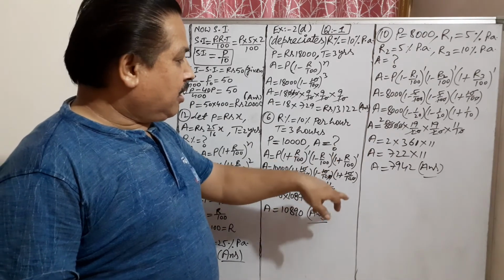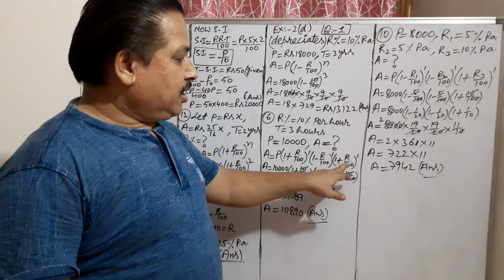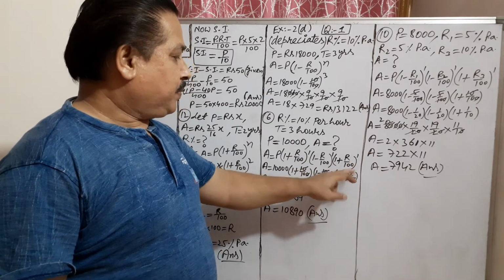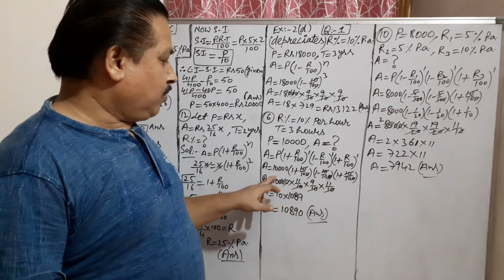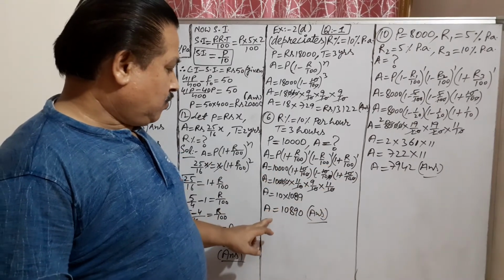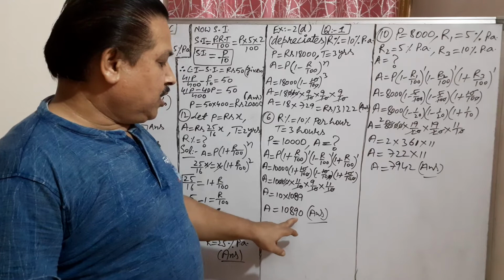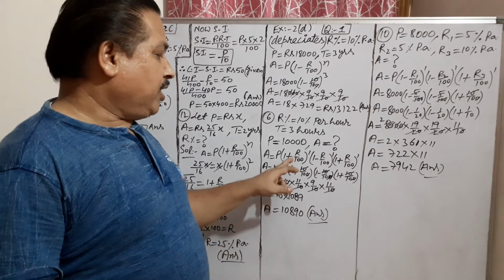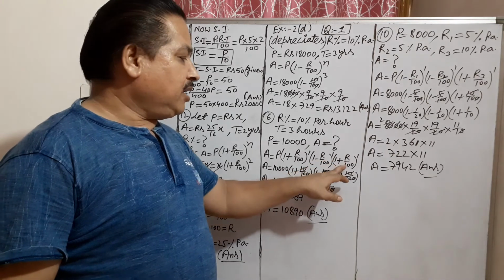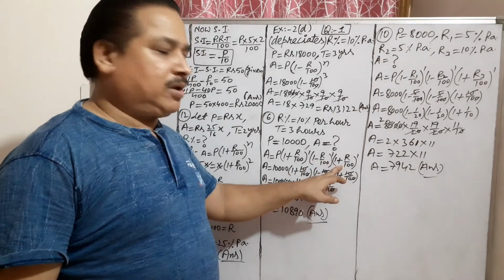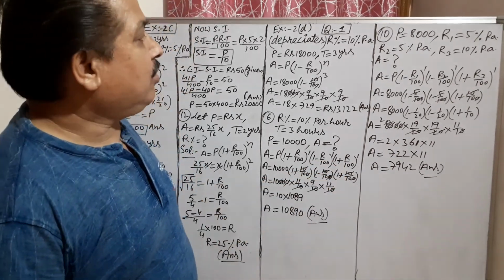And now in the third hour bacteria are again increasing by the same rate, 10%. So use this formula. This is the formula. Put all the values. So the answer will come out 10,890. So for increasing you have to take plus. For decreasing you have to take minus. Again bacteria are increasing, again you have to take plus. This is the answer only.